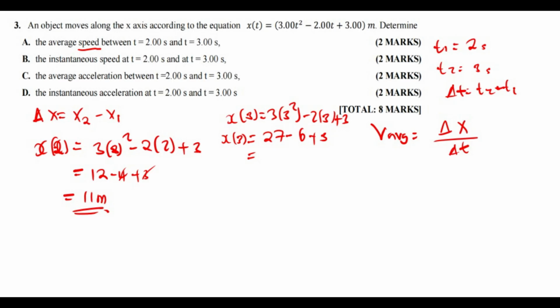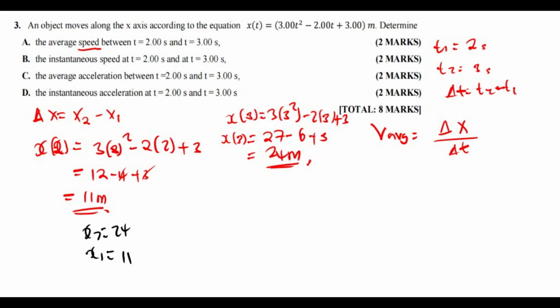What is 27 minus 3? 24. Okay, so I have 24 meters. Meaning that now to find this distance, one thing we should know is that I've got x2 to be 24 and x1 to be 11.